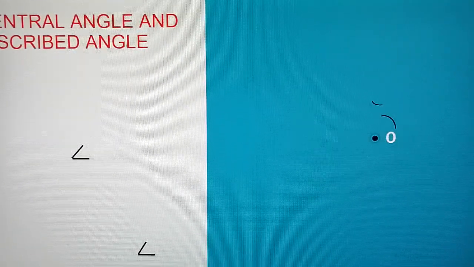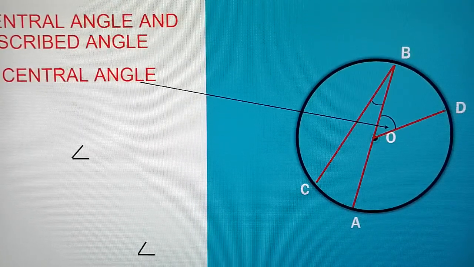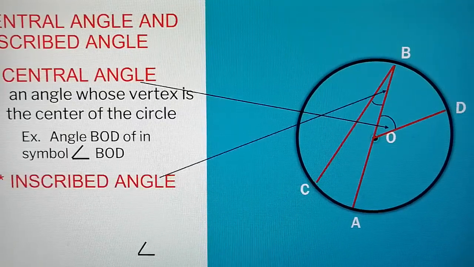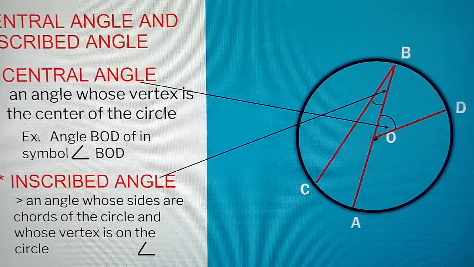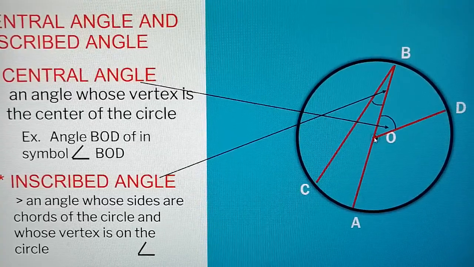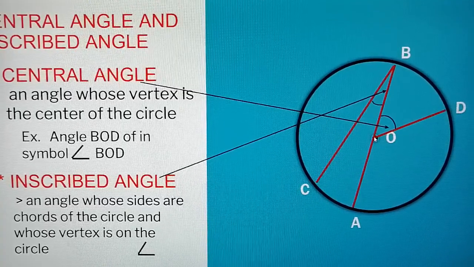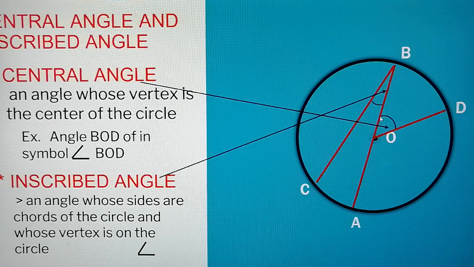What about central angle and inscribed angle? What's the difference between the two? When we say central angle, we mean an angle whose vertex is the center of the circle. The center of the circle is point O. Then we connect point O to D, so that's a radius. Point O to B, so we form another radius. Now these two radii form an angle whose vertex is the center. This is what we call a central angle.